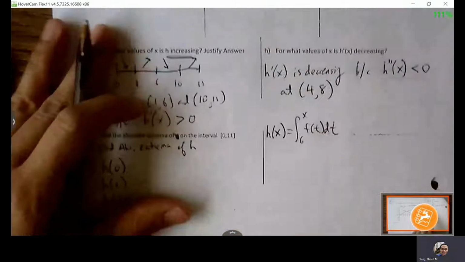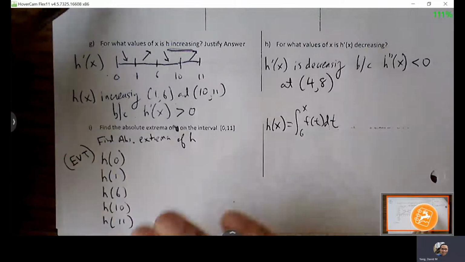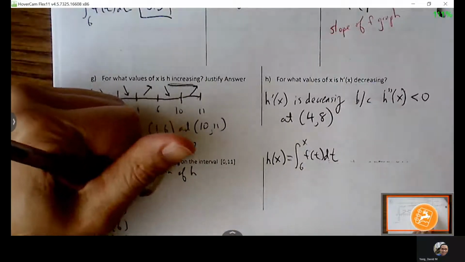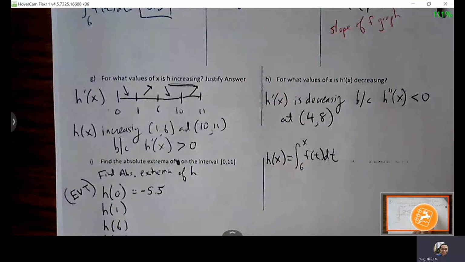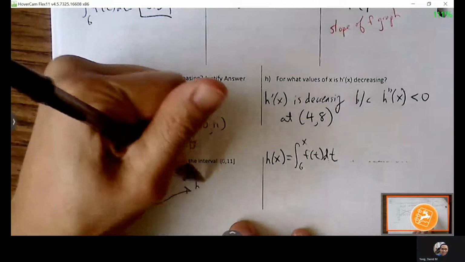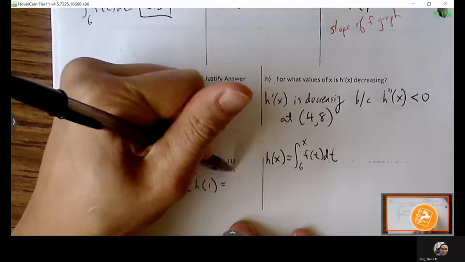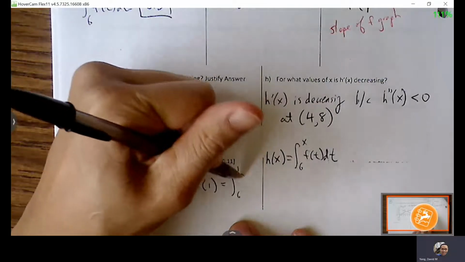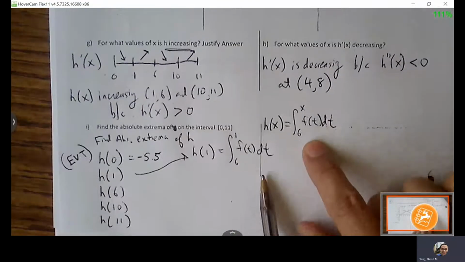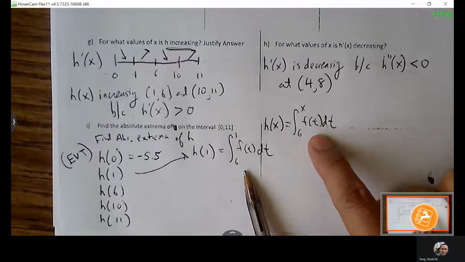I think we've gathered a lot of information from A through D. So let's see what we have, right? h of 0, do we have that? h of 0 is negative 5.5. Okay, so we have that. h of 1, we don't have that yet. Okay, so let's build that. h of 1 is the definite integral from 6 to 1 of f of t dt. I'm just following whatever the rule is telling me to put down.